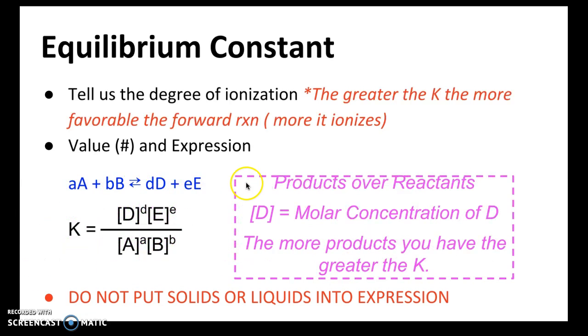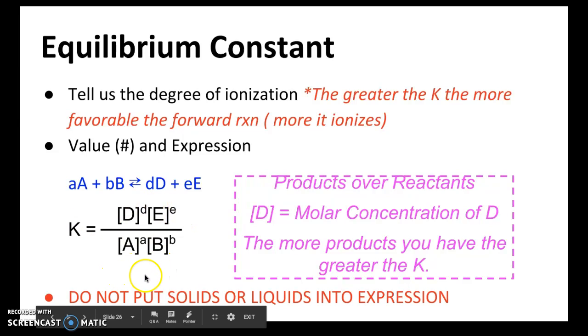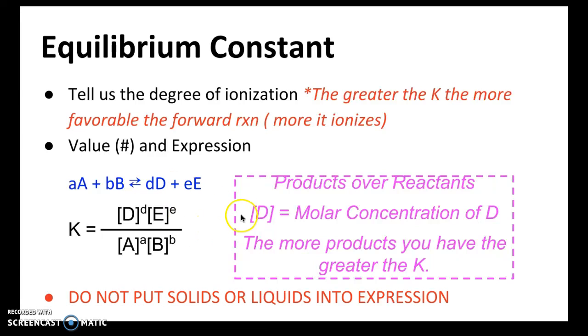All right, so key things to know is that K is products over reactants, and the more products you have, the greater the K, because products are on top. If you have more products, that's going to increase the K value. Last quick note, we do not put solids or liquids into the expression for K.